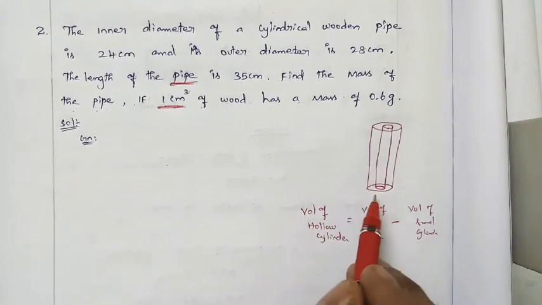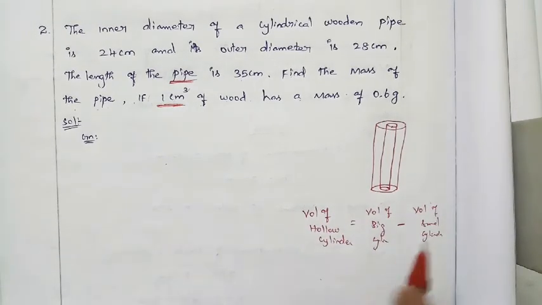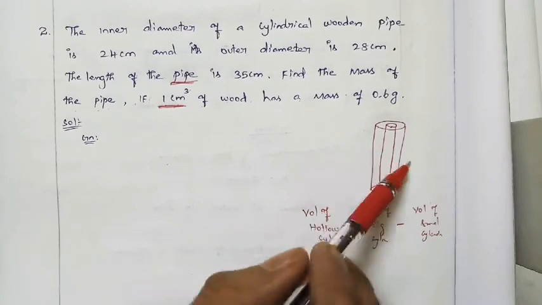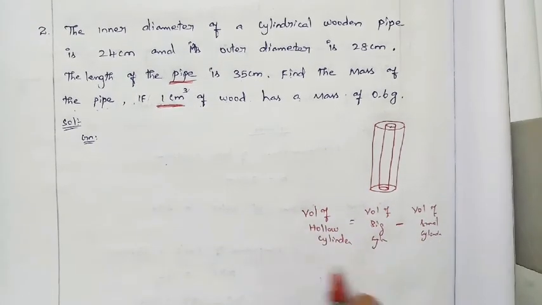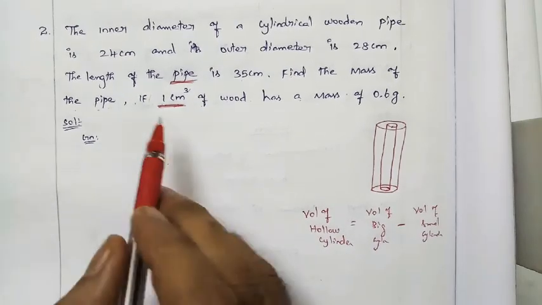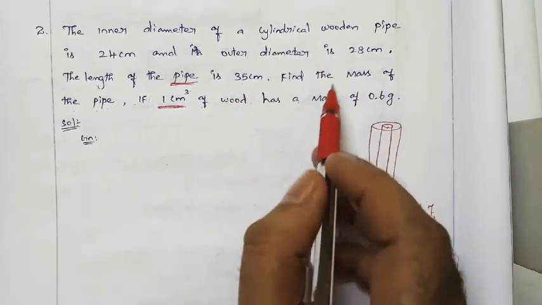Pipe is a volume of hollow cylinder. For finding the volume of the big cylinder, what things do we need? Radius and the height. Height is the same for both small and big. So just substitute and simplify, we will get the volume of the pipe. After finding the volume of the pipe, just multiply by 0.6, we will get the total mass of the pipe.